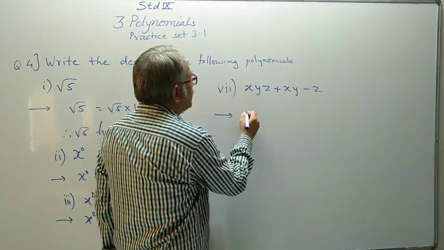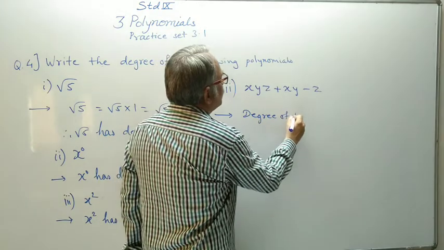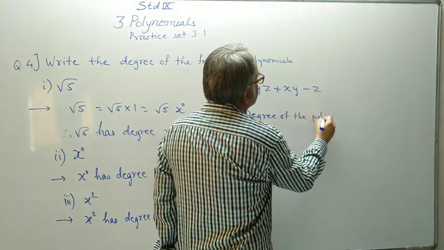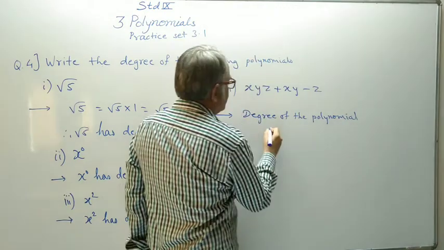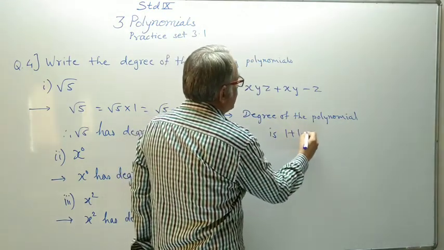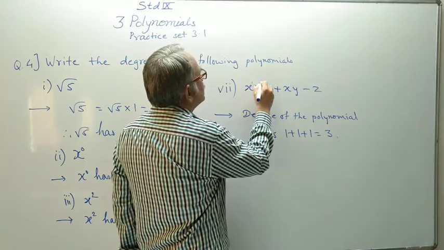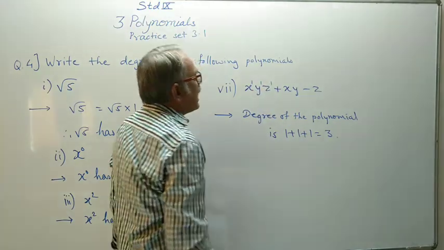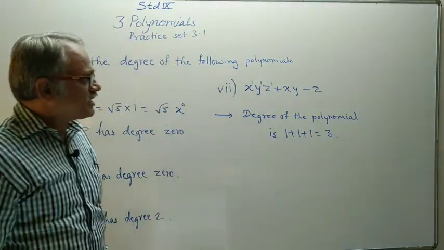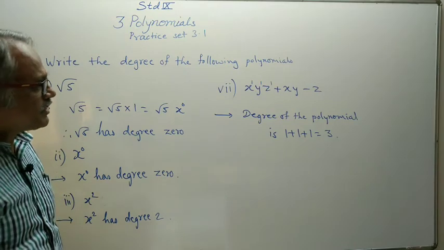So we have to write the degree of the polynomial is, instead of writing 3 directly, I am writing 1 plus 1 plus 1 equal to 3, so that you can understand. X raised to 1, y raised to 1, z raised to 1. This 1, 1, 1 is added. X, y, z means x raised to 1, y raised to 1, z raised to 1. So 1 plus 1 plus 1, 3.